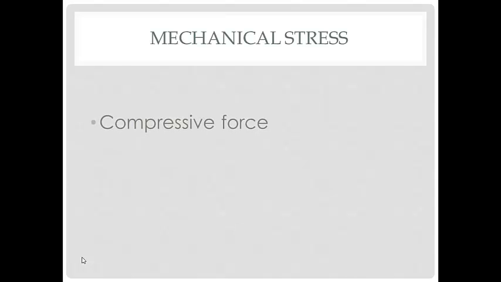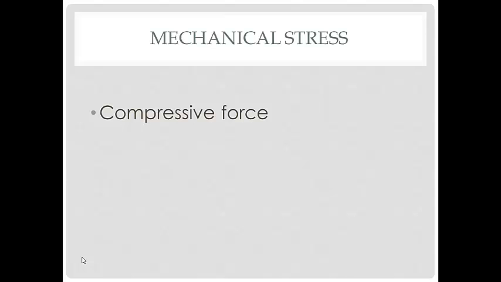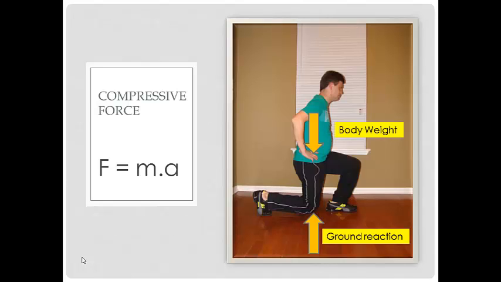Some of the mechanical stresses suffered will be the compressive force, tensile stress, and shear stress. In walking lunges, the compressive force is the body weight acting downward and the ground reaction force acting upward. Body mass is the primary force acting in the exercise. Because force is equal to mass times acceleration, a heavier individual will need more force than a lighter individual executing the same movement at the same speed.